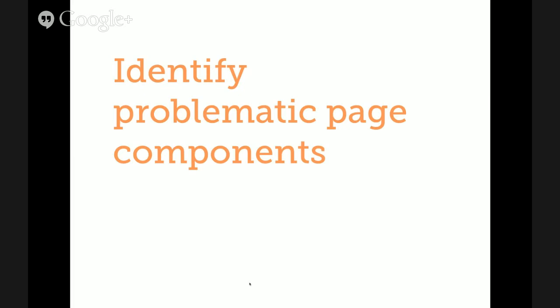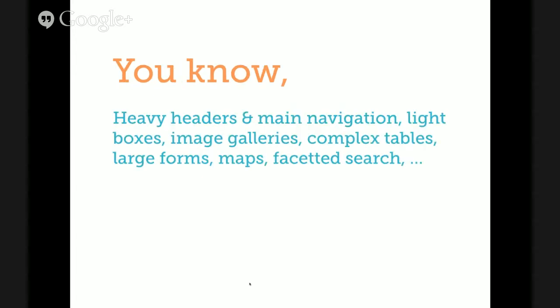Then, by going through the site, you'll have identified some elements on the page, blocks or views, page components that in their current shape will just not directly translate to smaller screens. You know, the heavy headers and the mega menus in the main navigation, lightboxes, image galleries, complex tables, large forms, maps, faceted search user interfaces. Some examples of stuff that you can't necessarily directly translate to small screens.